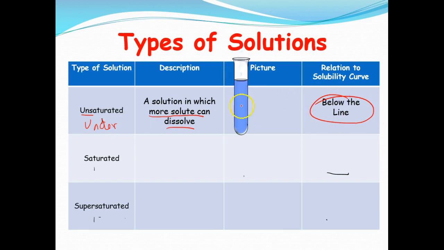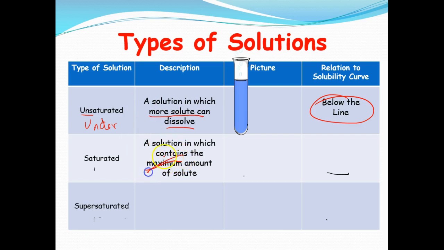You have a solution and you add some sugar or something to it, or a solute to it, and you stir it up and the solute looks like it disappears or gets dissolved. That means it still is unsaturated. Okay. Saturated solutions. Saturated solutions are solutions in which they contain the maximum amount.